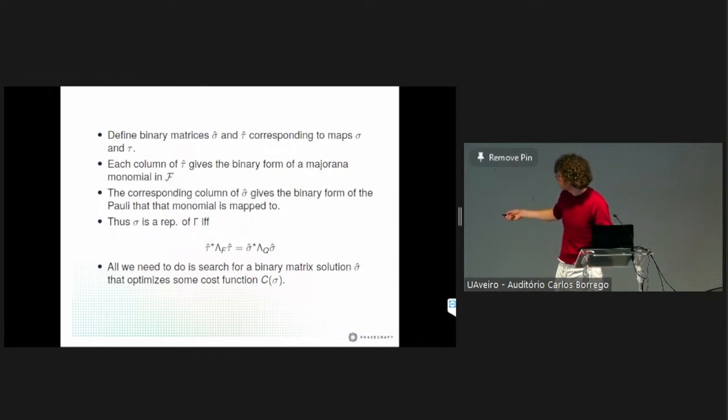And then you just need to satisfy a matrix equation, which encodes the anti-commutation structure. So all we need to do is search for a binary matrix solution to this matrix equation. Tau is given; this is our privileged set of fermionic operators. And we need to find a solution that optimizes some cost function.